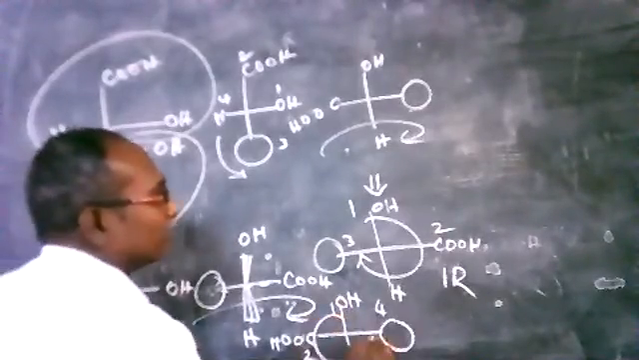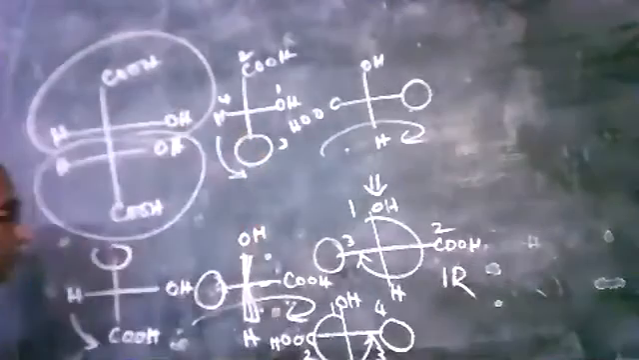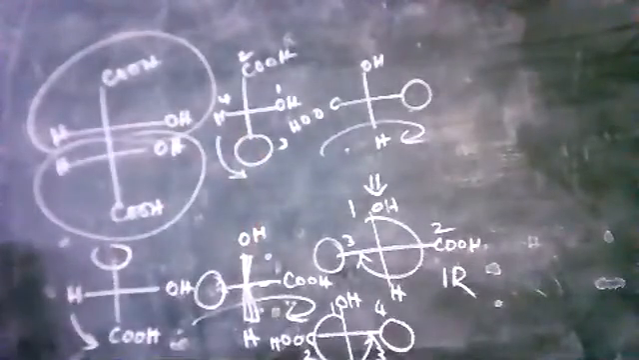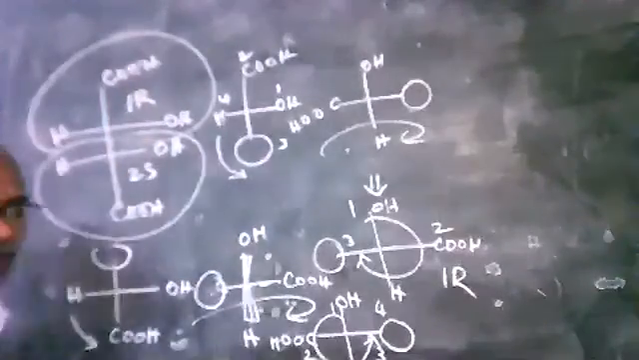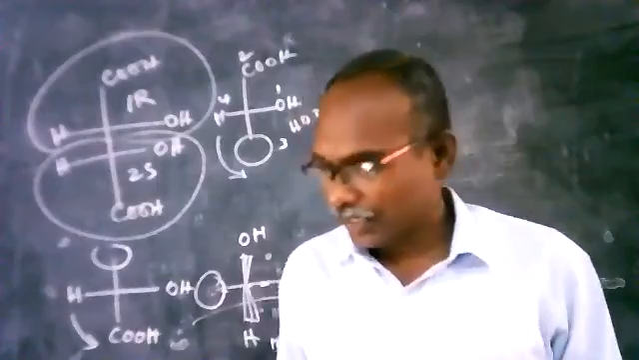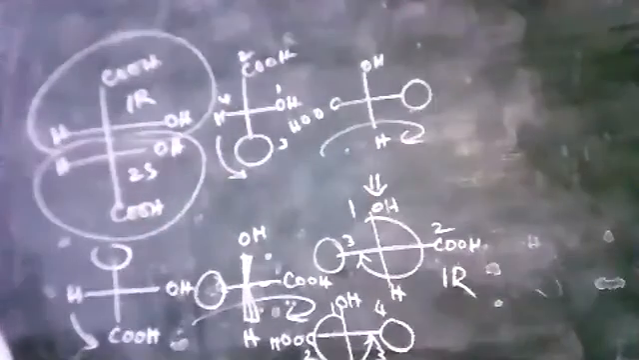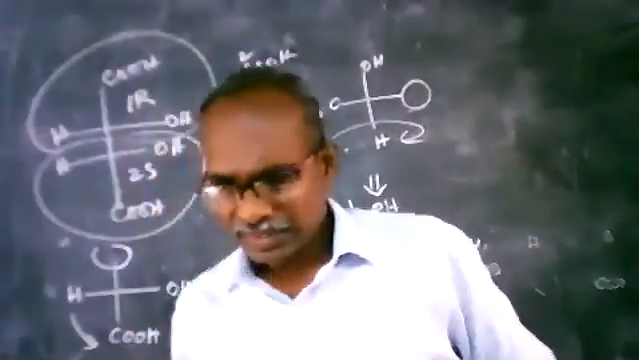So 1, 2, 3, 2S. So it is 1R 2S. So this is how configurations are made. I suppose you might have understood what I taught. Any clarification? Any doubt you have?